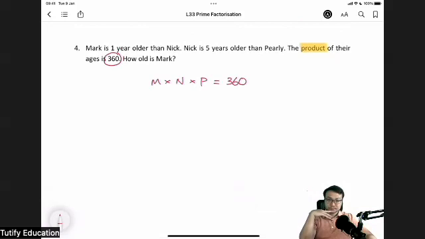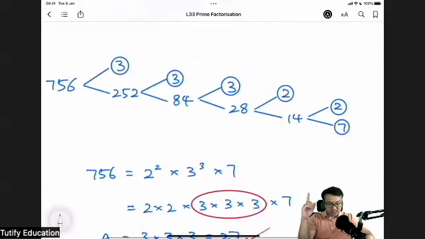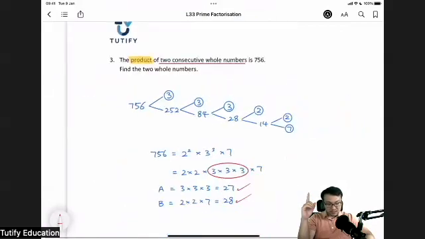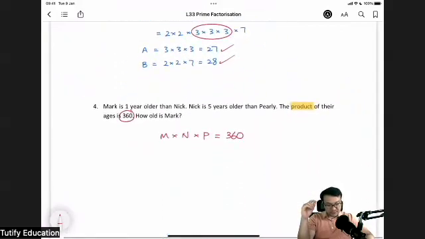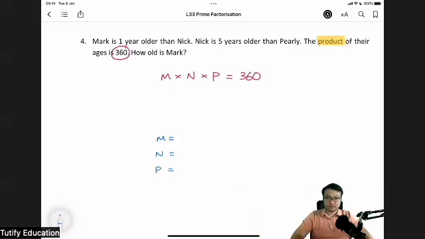Right? So what must we do? Again, we will do the same thing. We will split up the 360, just like what we did here. Split up, get all the prime factors, and then you start to combine them together. Your purpose is to find Mark's age, Nick's age, and Pearly's age. Can I give you 2 minutes, students? Please try this question now.